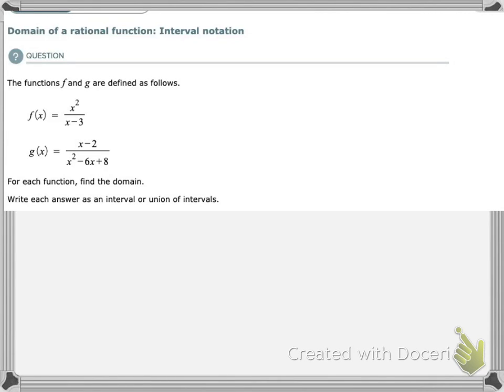For this problem, we are finding the domain of a rational function. The domain of a rational function is what values for x that we can plug in for the function. So if you look at my first function, I have f of x equals x squared over x minus 3. When I'm talking about domain, it's what values of x can be plugged in to the function.